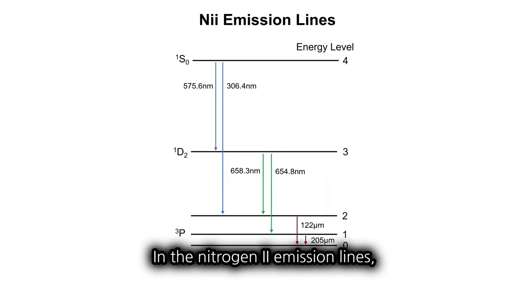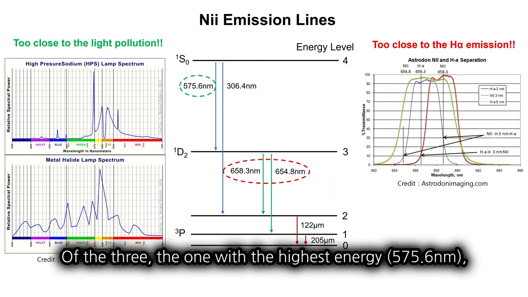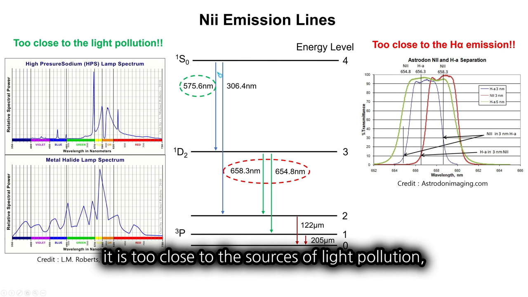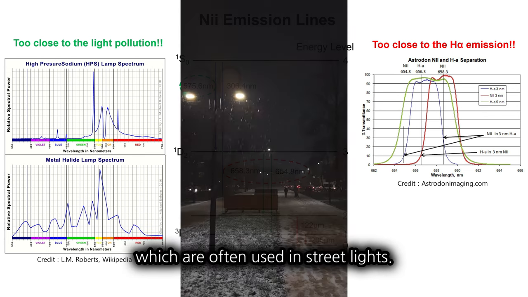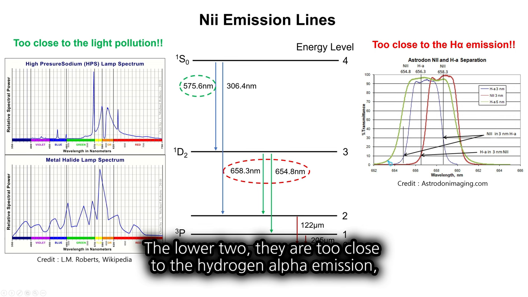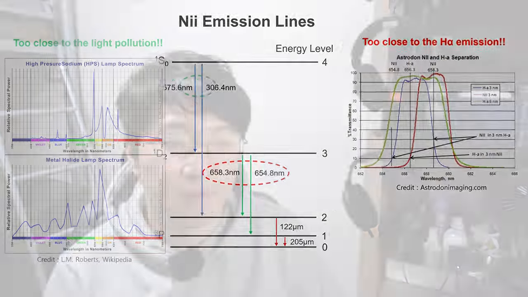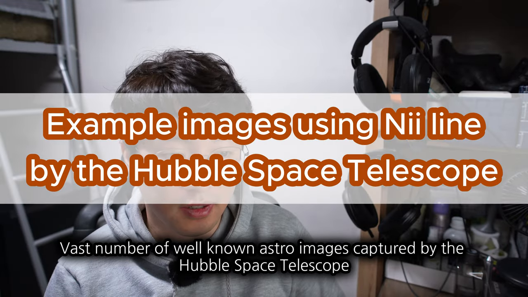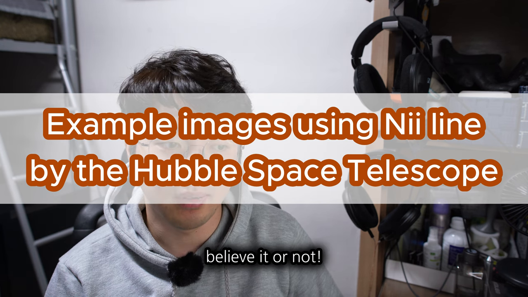In the nitrogen 2 emission lines, there are three lines that are in visible light. Of the three, the one with the highest energy is too close to the sources of light pollution, such as high-pressure sodium lamps and metal halide lamps, which are often used in streetlights. The lower two are too close to the hydrogen alpha emission, the difference being around 2 nanometers or less. A vast number of well-known astro images captured by the Hubble Space Telescope contain N2 emission lines, believe it or not.